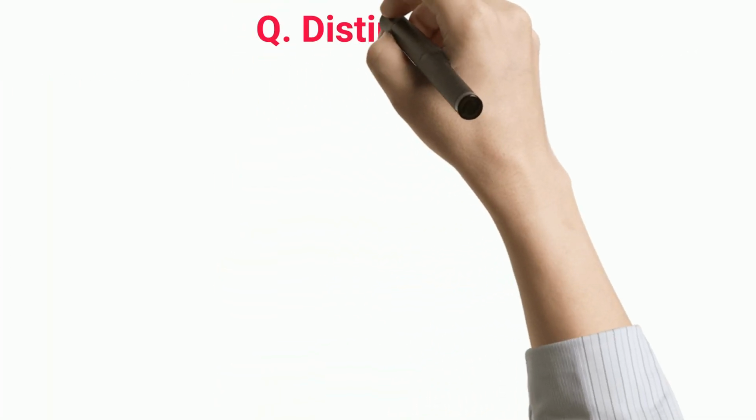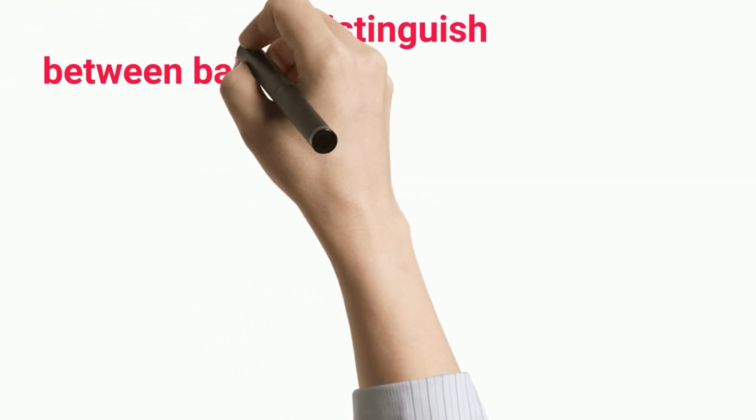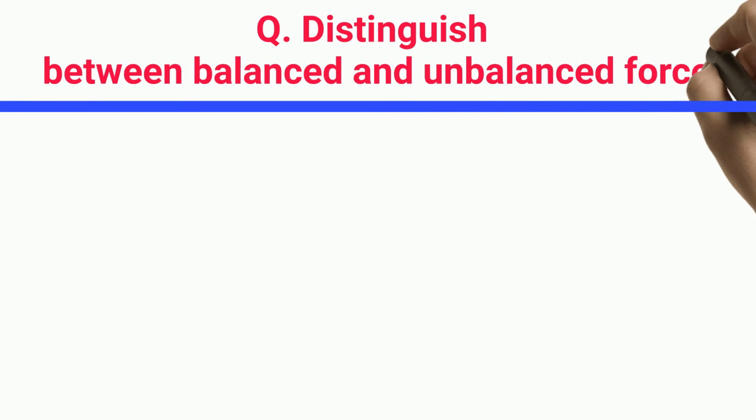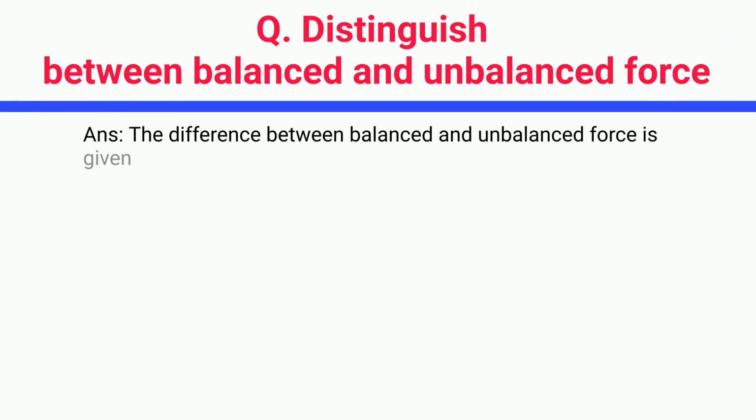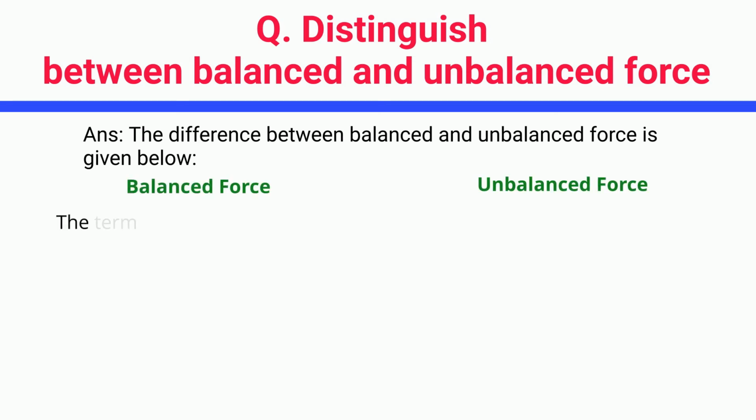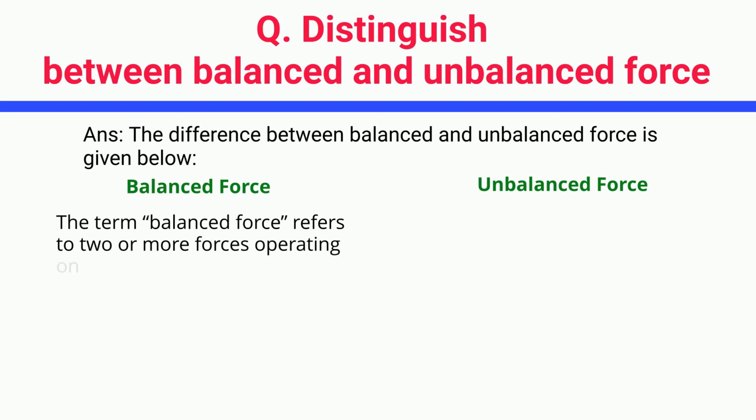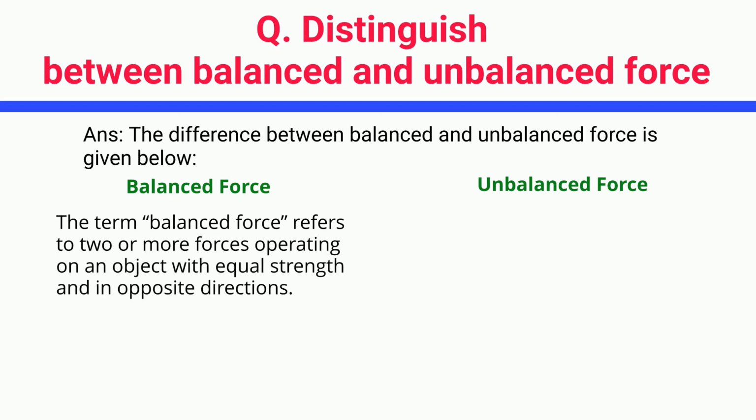Q. Distinguish between balanced and unbalanced force. ANS. The difference between balanced and unbalanced force is given below. Balanced force, unbalanced force. The term balanced force refers to two or more forces operating on an object with equal strength and in opposite directions.